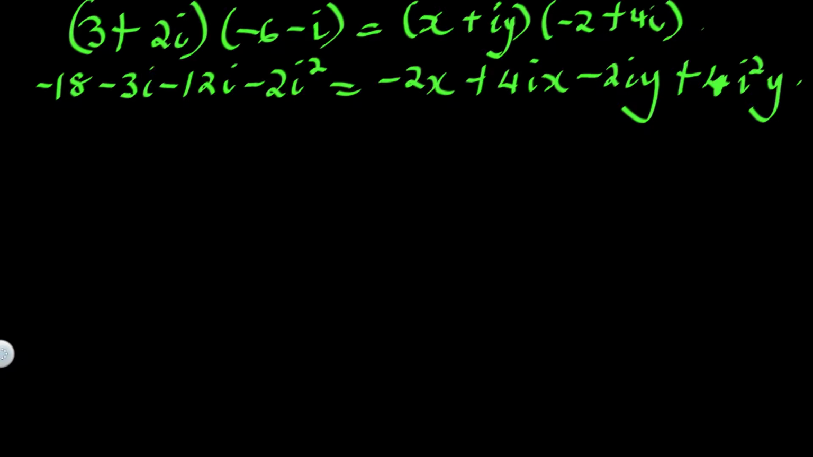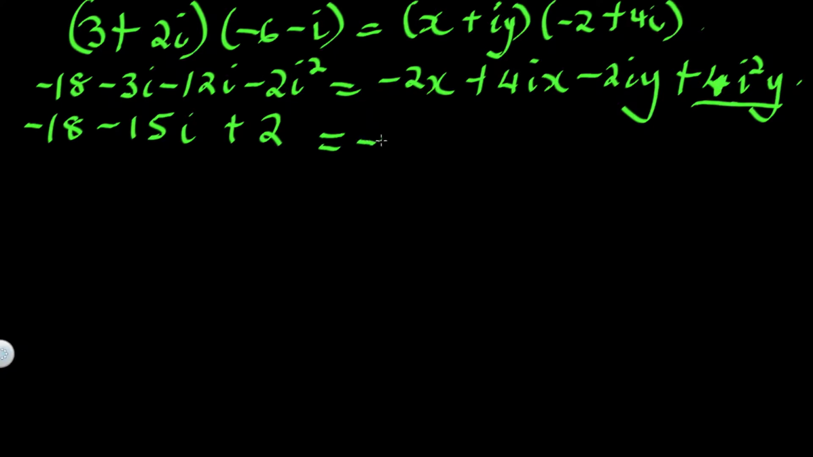On the left hand side, we have here minus 18 minus 15i, then minus 2i squared is actually plus 2. Because i squared is minus 1, we remember this, so times the minus 2, we get a positive 2. On the right hand side, I'm just going to group together real terms. This is going to be real because i squared is minus 1. So this 4i squared y is just going to be minus 4y.